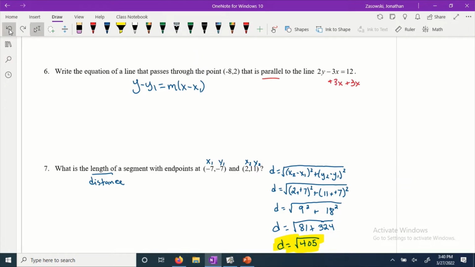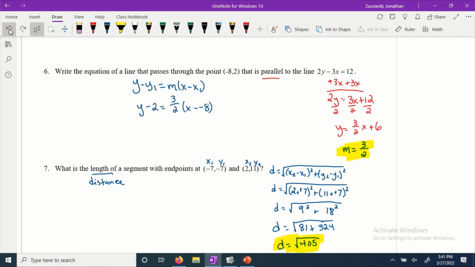So we should end up getting an equation of y equals 3 over 2x, or 1.5x, plus 6. All right. So the slope here, though, importantly, is just 3 over 2. Then we're going to plug our point and the slope into the equation.